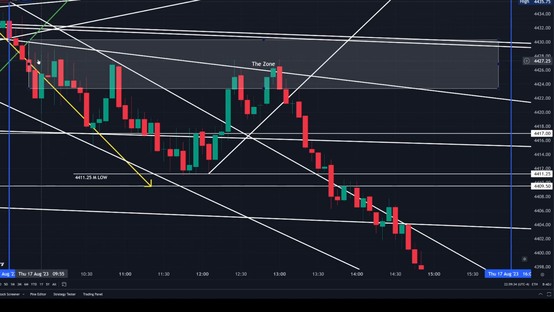Pretty much from 9:50 all the way until 1 o'clock, right? 1, 2, 3, 4, 5, 6, 7, 8, 9, 10, 11, 12 times we hit this area right here, which is pretty much 44.25 to about 44.29, right? We just kept hitting it, just could not break it.